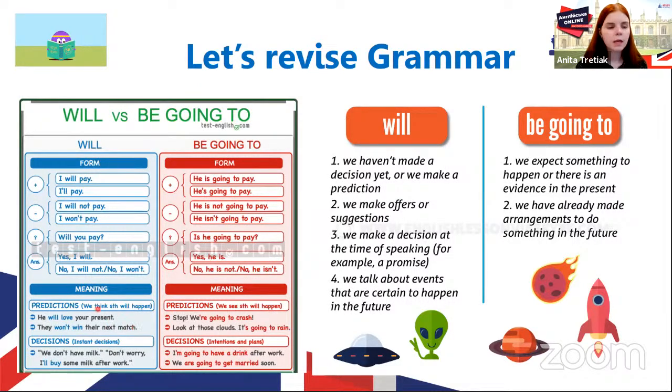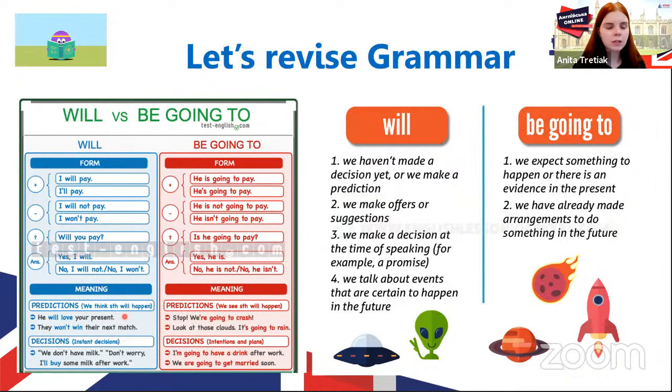And just to sum up the stuff, here is more information about the meaning of will and be going to. So, predictions for will, we think something will happen. He will love your present. Well, you don't know if he will, but you have a prediction, so you use will here. They won't win their next match, but maybe they will. How do you know? Maybe they will be winners and they will have a perfect life after that. And you cannot know for sure because the future is somewhere far away and you're not there yet.